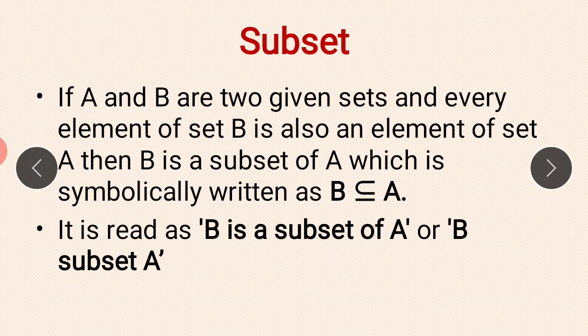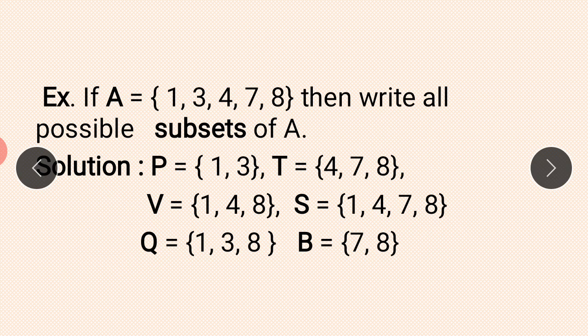See, subset. If A and B are two given sets and every element of set B is also an element of set A, then B is a subset of A, which is symbolically written as B ⊂ A. It is read as B is a subset of A. For example, if A = {1, 3, 4, 7, 8}, then write all the possible subsets of A.